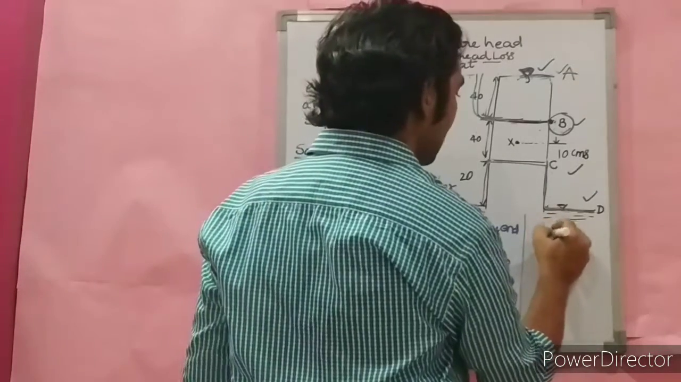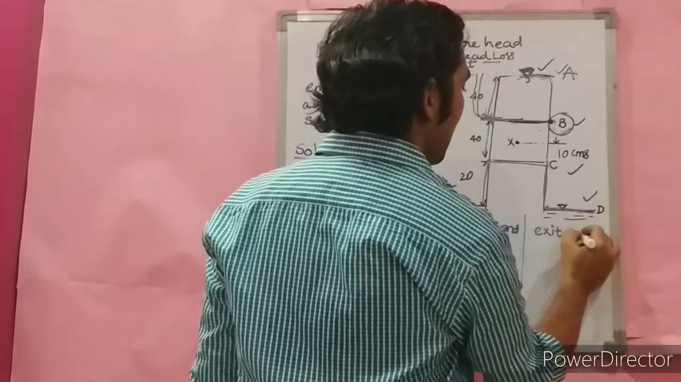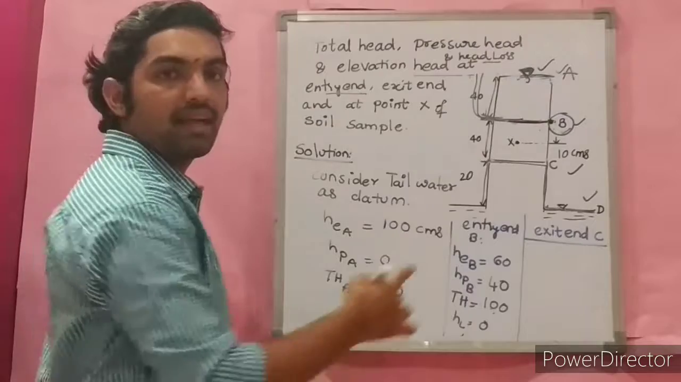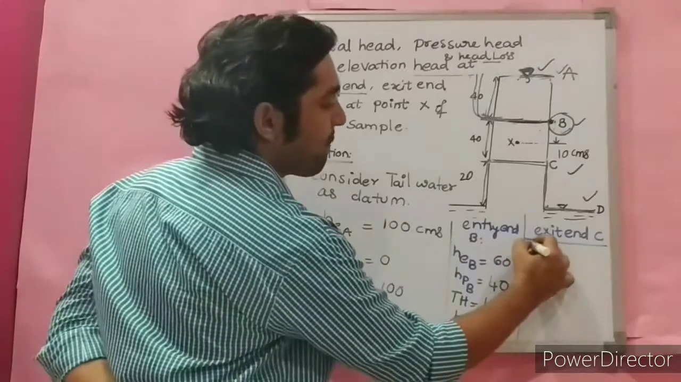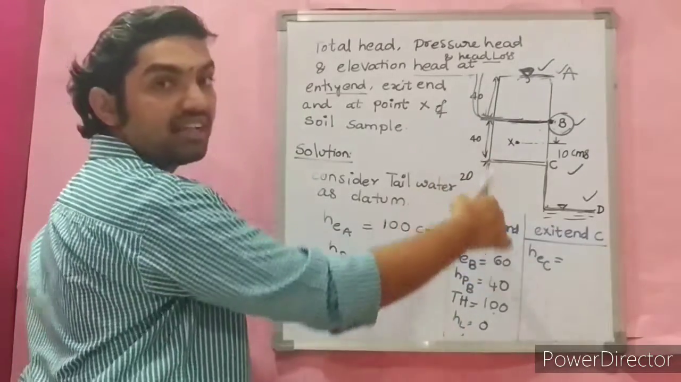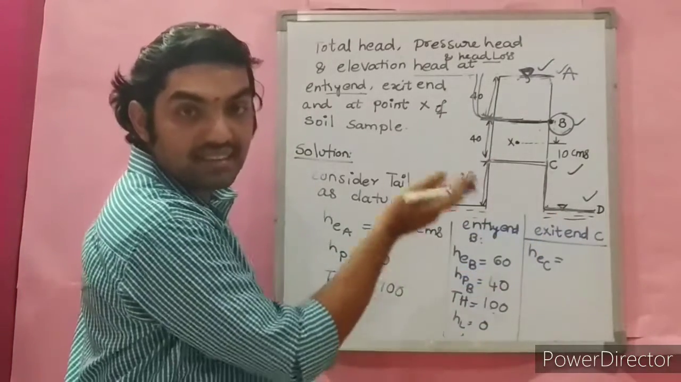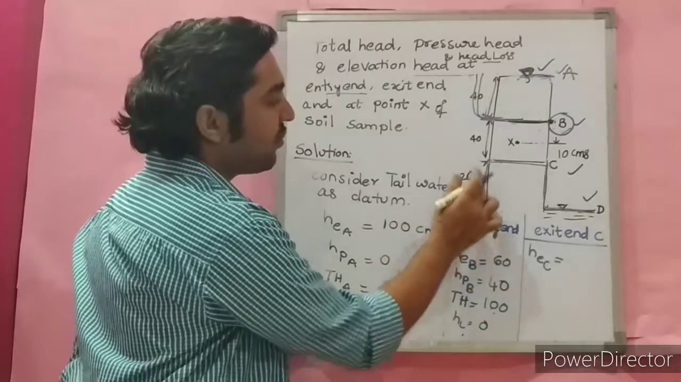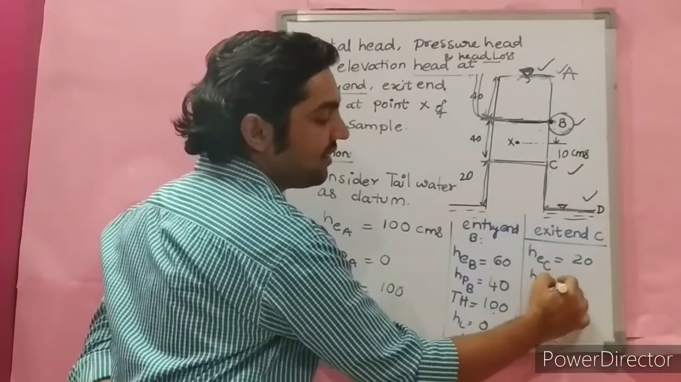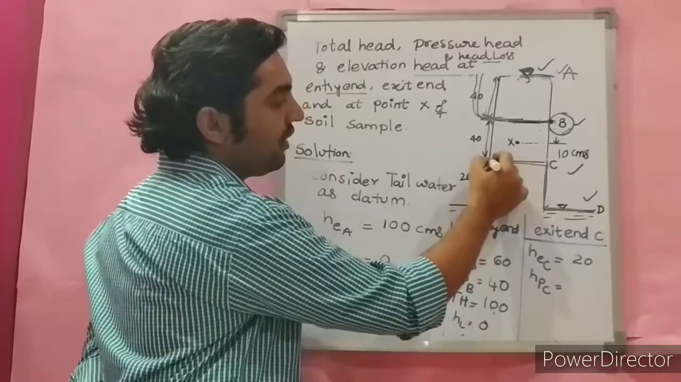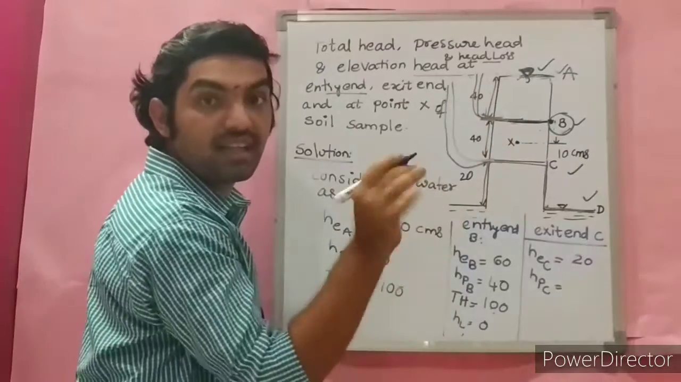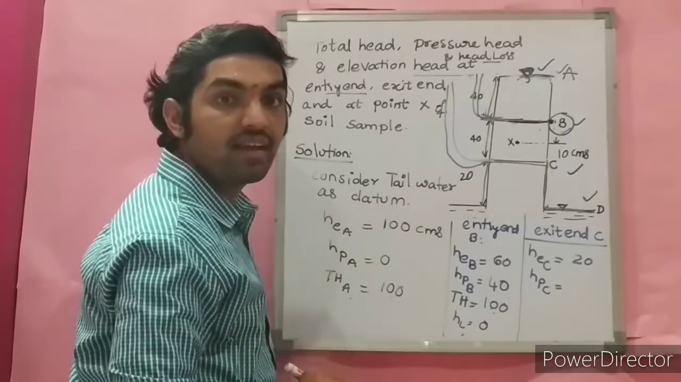At exit end. Exit end means point C. Elevation head at point C is equal to how much? 20. Always elevation is measured from datum, so 20. To calculate pressure head at C, don't insert piezometer at C and say that the pressure head is 40 plus 40, 80. That is not the way.